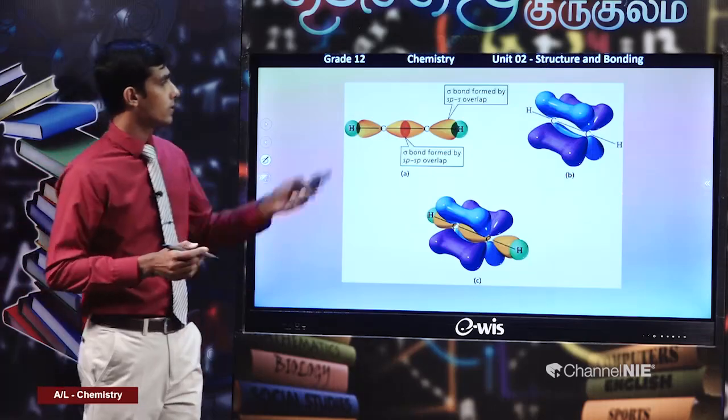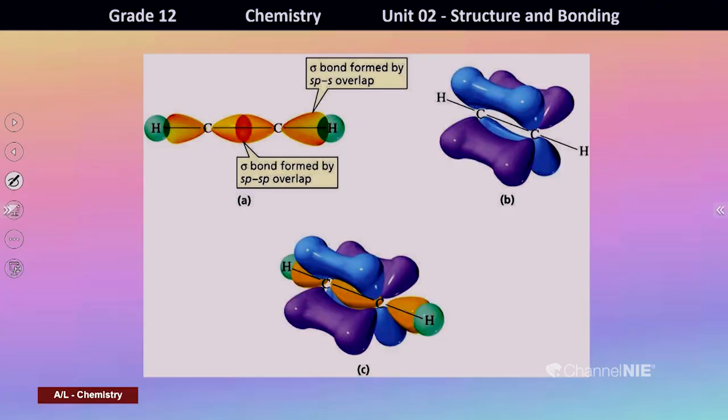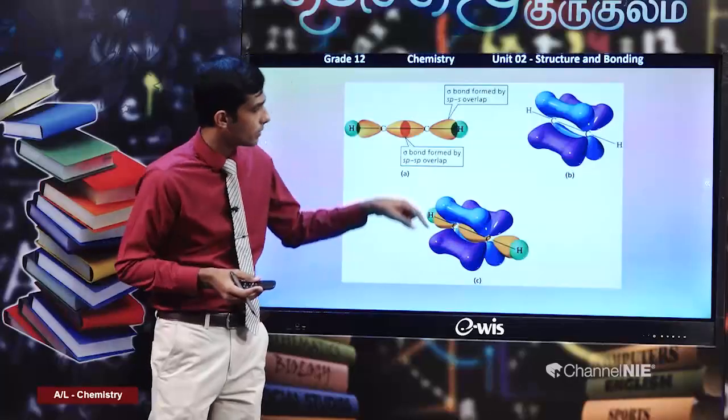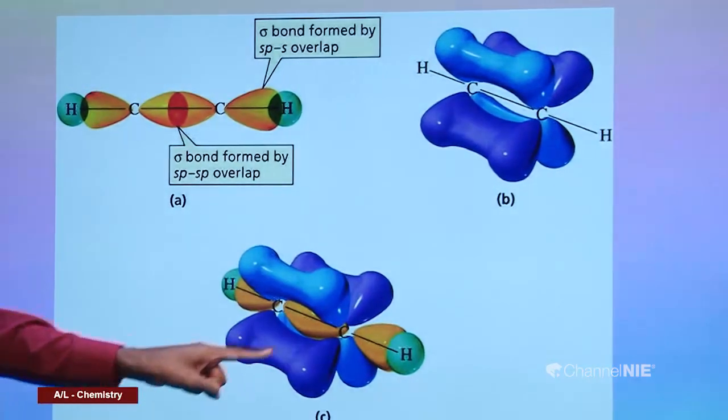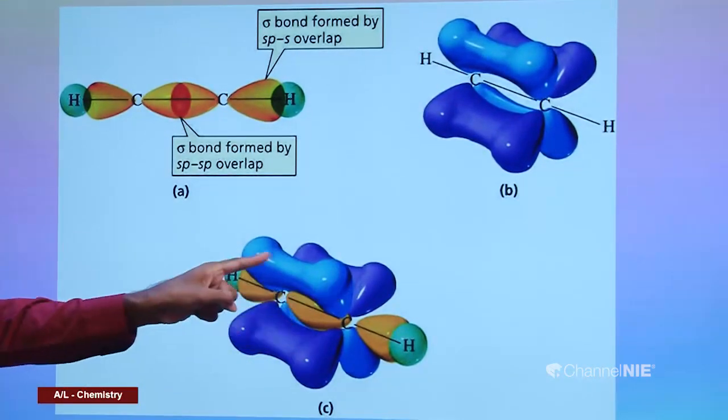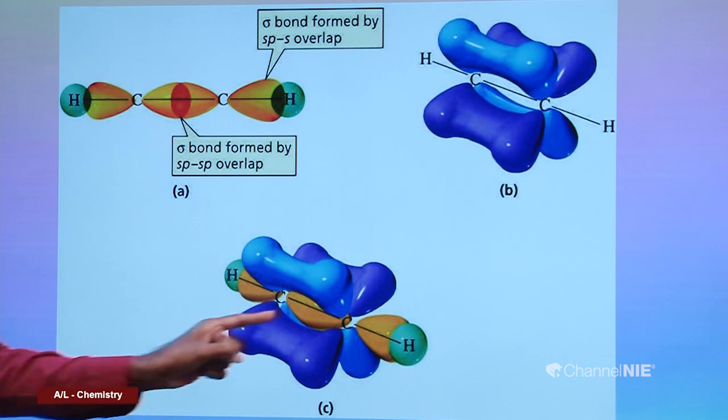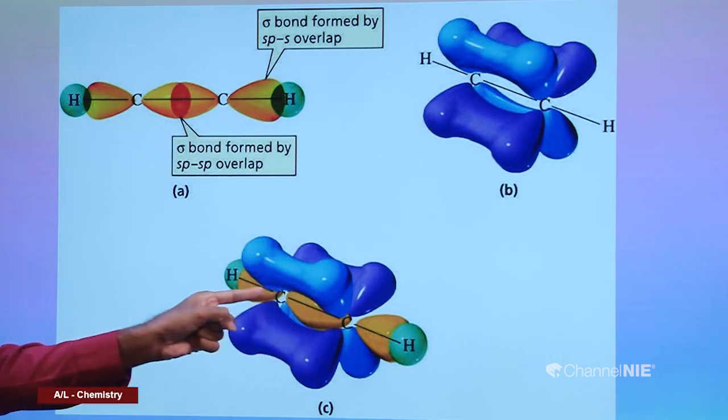This is another nice representation showing the two pi bonds. There you can see that two pi bonds are perpendicular. You can see one in blue color and the other one in purple color. They are perpendicular to each other. And in the middle you can see the axis of the sigma bond.